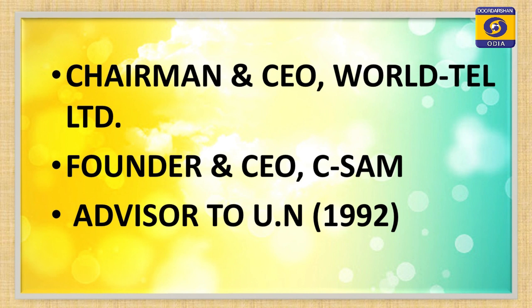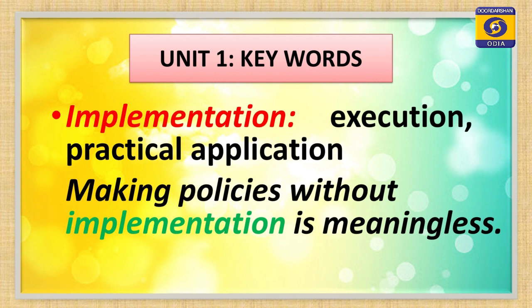Let's now come to unit 1 of the text. In unit 1, we have some keywords. One is implementation. The meaning of implementation is execution or a practical application of something. Something has to be implemented. Implementation is a noun, its verb form is implement. Making policies without implementation is meaningless. If we make policies and we do not implement the policies, the rules and the regulations, it's not meaningful. So, we have to make policies and we have to implement the policies also.